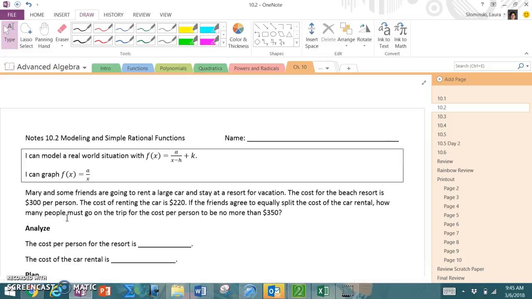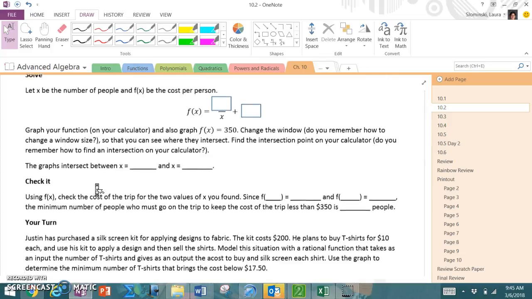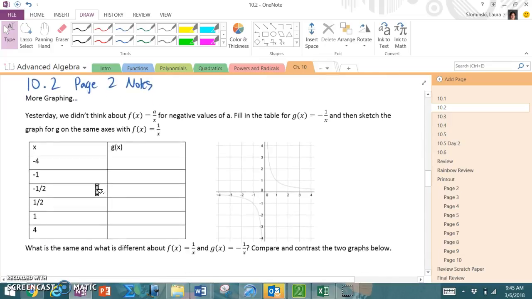The first objective is, I can model a real-world situation with f of x equals a over x minus h plus k. The second one goes back to what we did yesterday: I can graph f of x equals a over x, and we're going to add one twist. Because the second objective follows from what we did yesterday, I'm actually going to flip to the back side of this worksheet first and talk about graphing a over x. If you can find that, that'd be great.